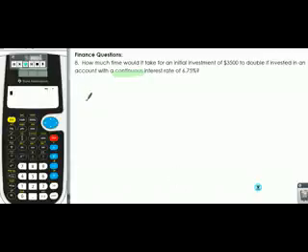A equals P times E raised to the RT. All that from the word here, continuous. As I continue reading, I have an initial investment of $3,500. That is my P. That's my initial amount. And I want to double it. Well, when I double things, I multiply them times 2.